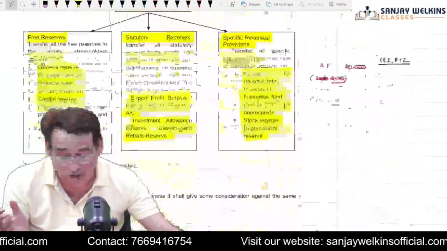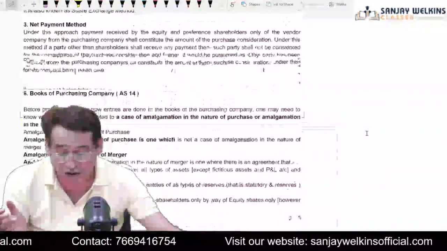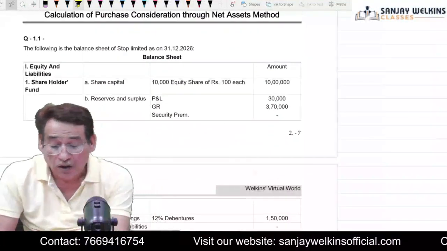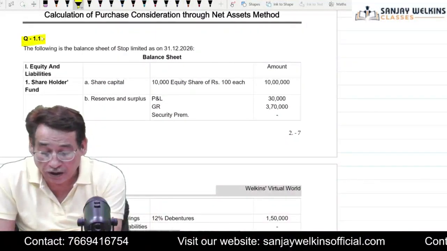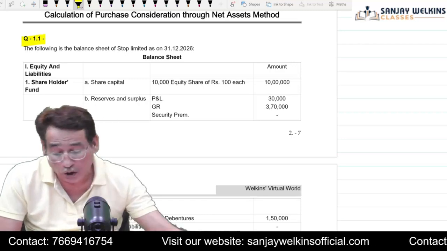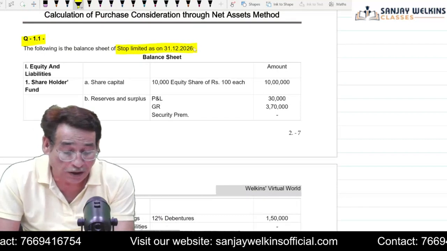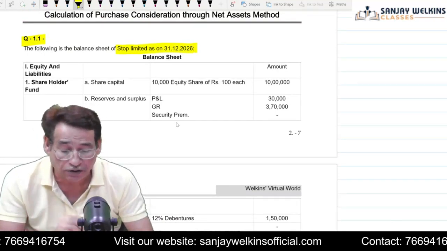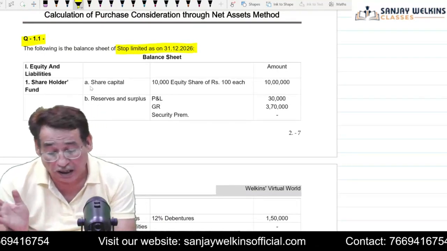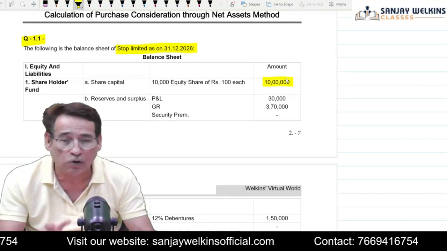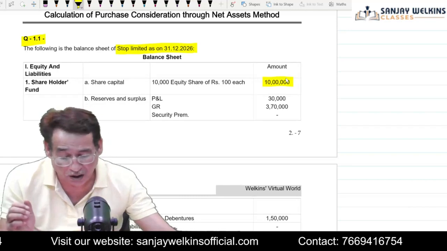So after learning all these things, we come directly to the question, correct? Before I move further, in question number one, just pay attention. In question number one, you are being given the following balance sheet of Stop Limited as on 31st of 12, 2026. On the liability side, you have share capital. So you are going to post share capital to the credit side of the shareholders account, correct?